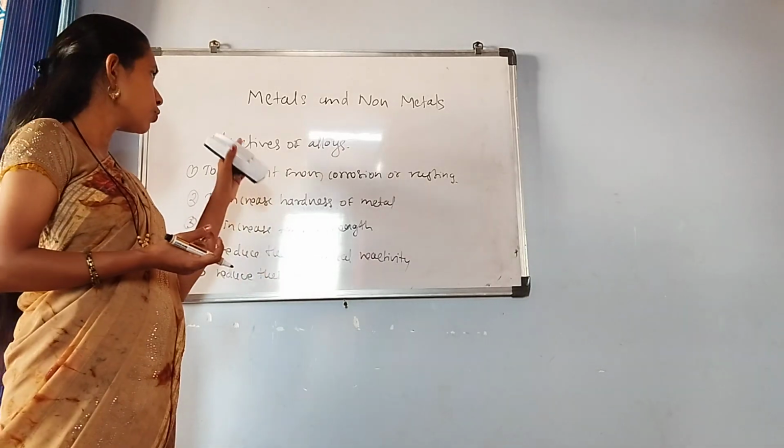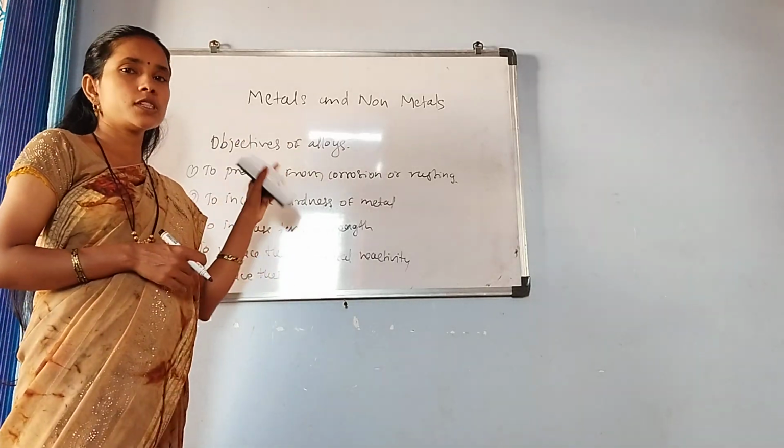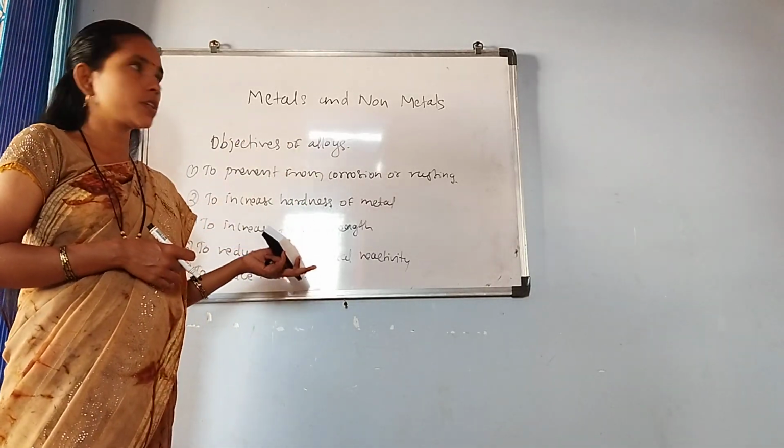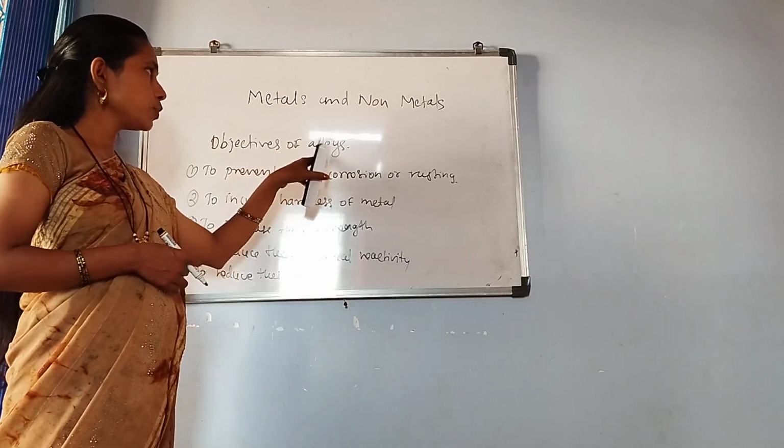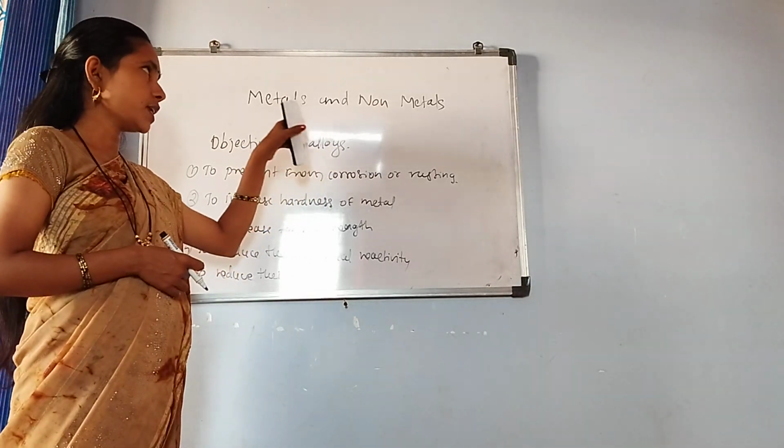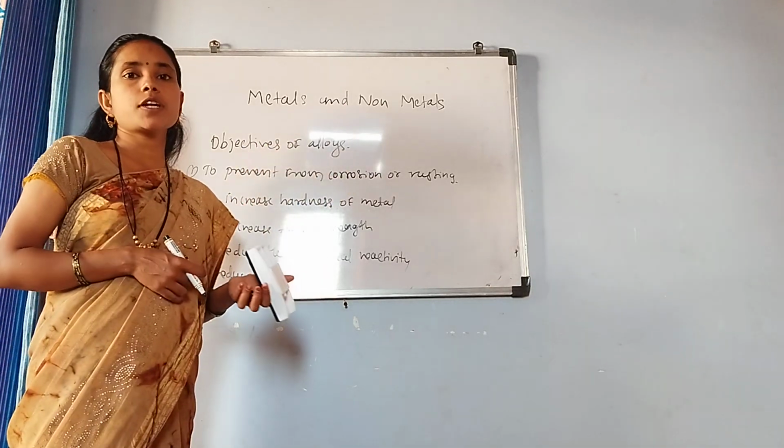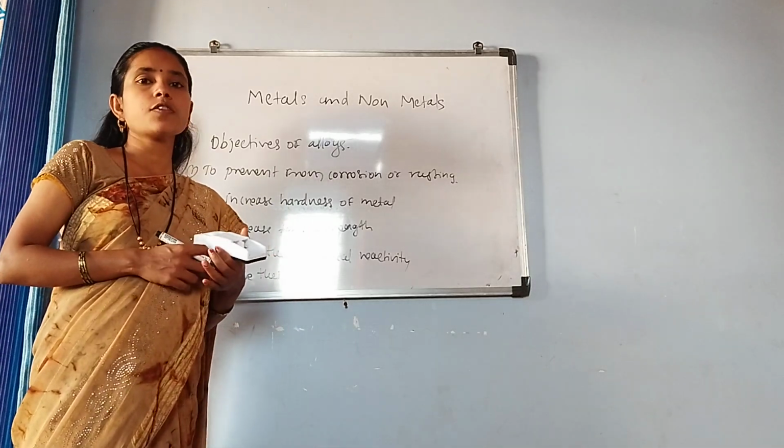We already discussed the objectives of alloys. So these are the main objectives. Today it is the last topic of metals and non-metals. In the next class we can discuss the other lessons of chemistry.